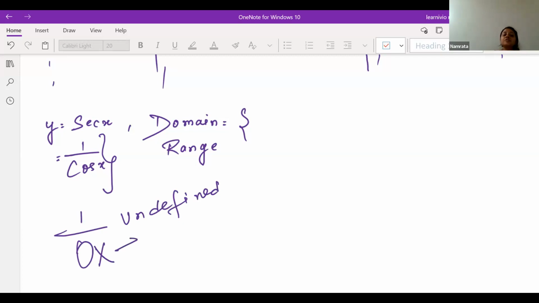This 0 we don't want. That means the points which can give 0, that is odd multiples of pi by 2, (2n plus 1) pi by 2, and n can be any number 1, 2, 3, 4, 5, 6, 7, 8. Any integer value you can take as a value of n. At that point, this denominator will become 0, and at that time our function sec x will get undefined. So we have to exclude this point.